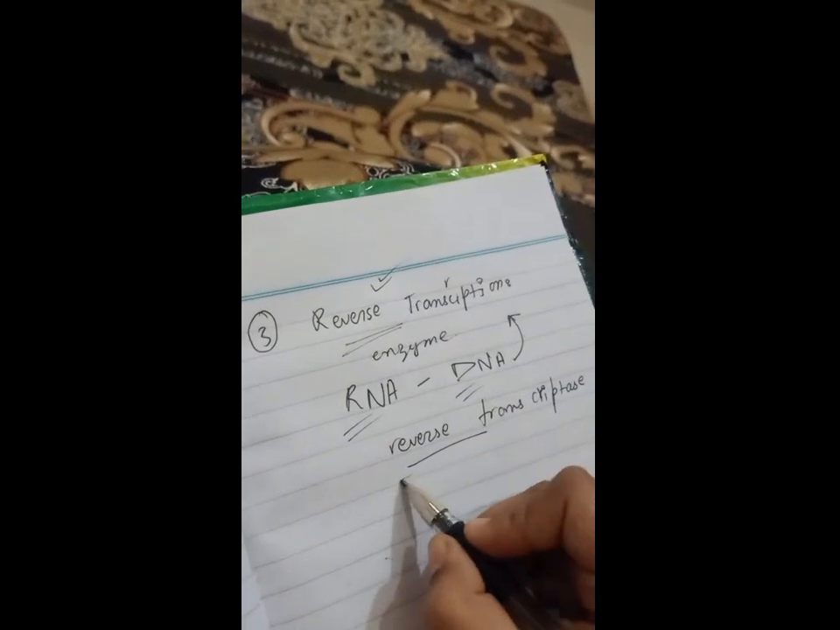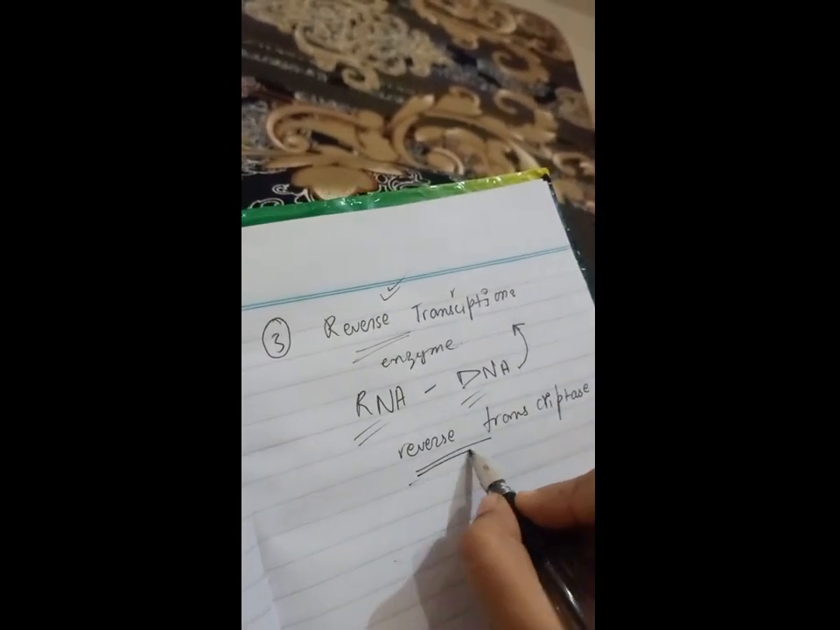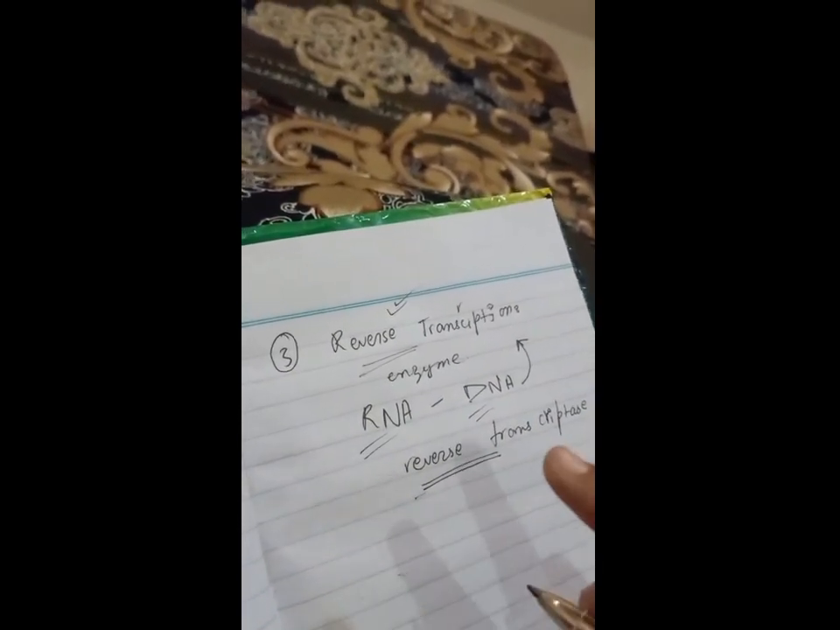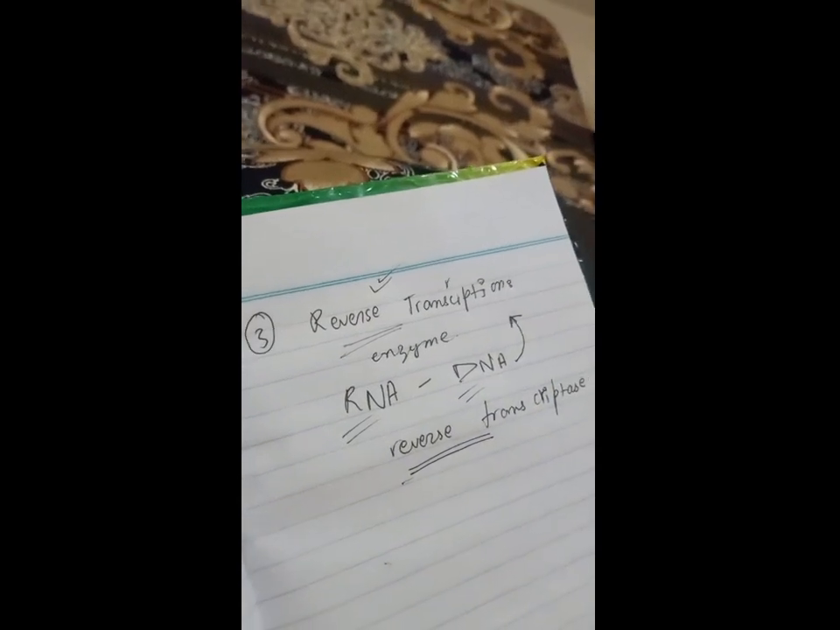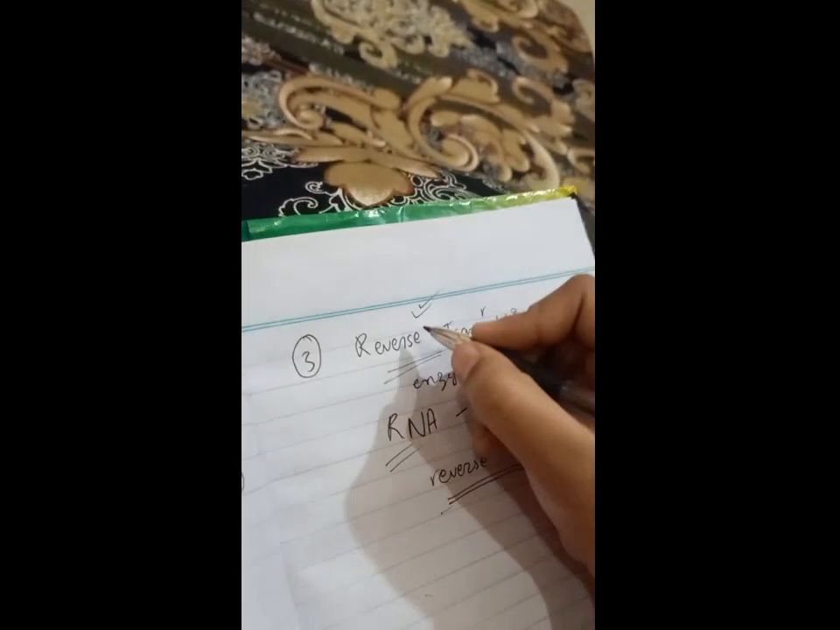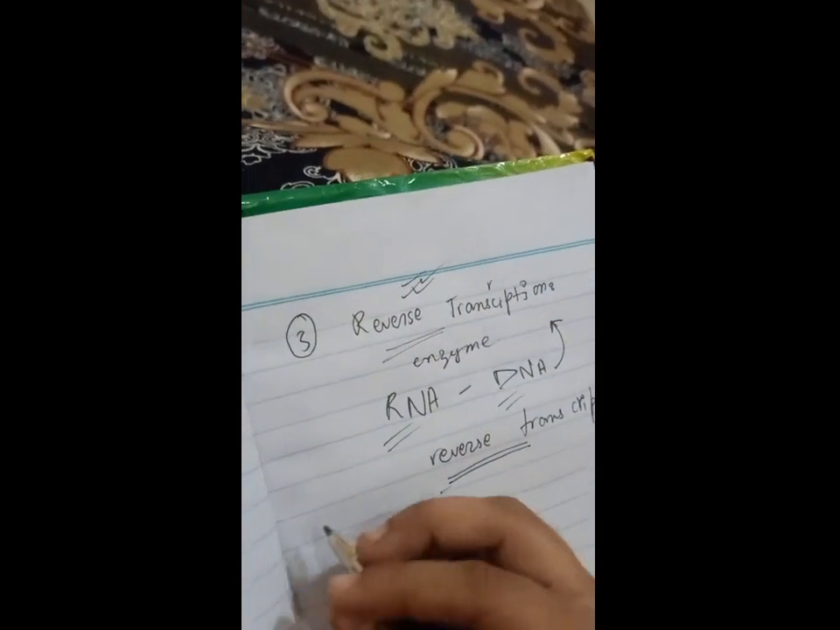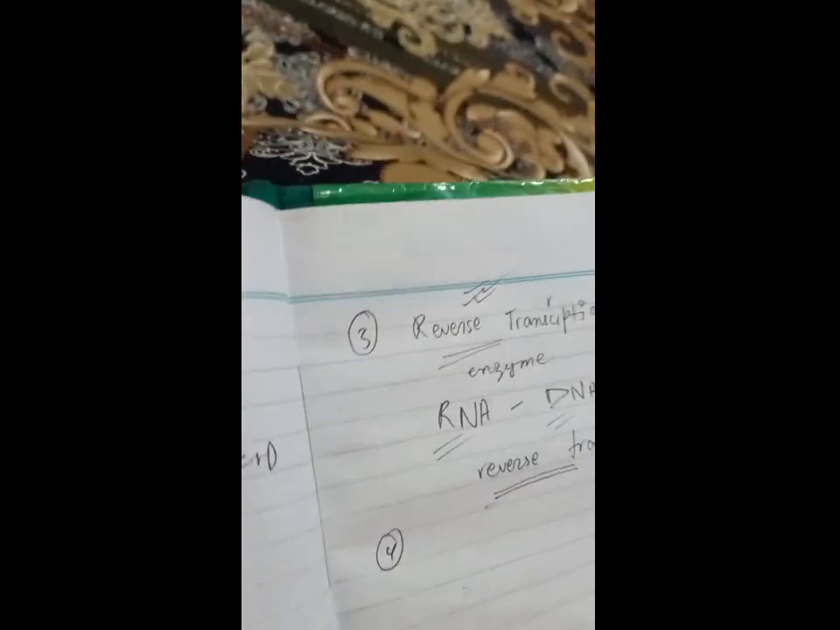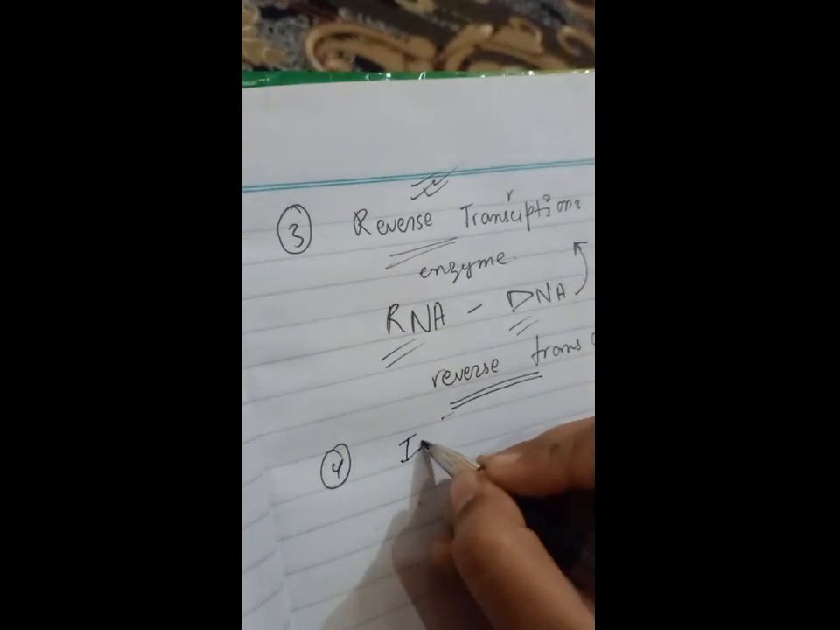So that is the enzyme which is reverse transcriptase, and the changing of the RNA into the DNA is called the reverse transcription process. Now the fourth step is the integration.